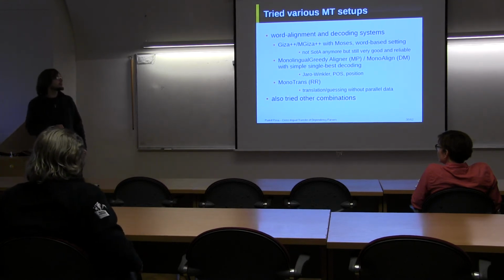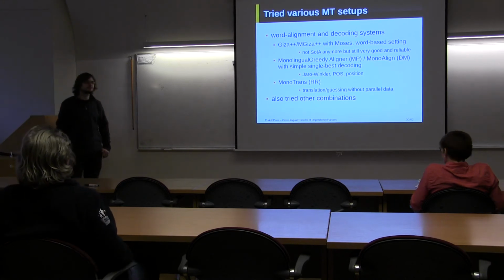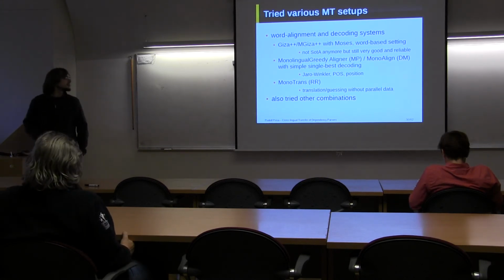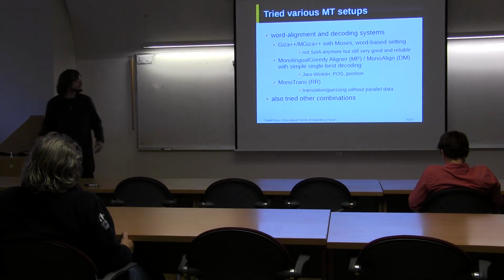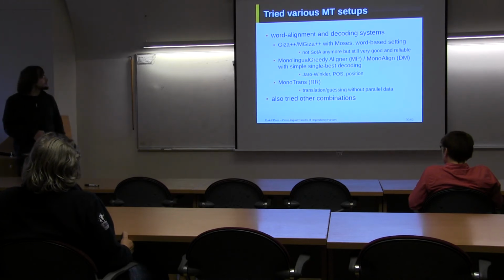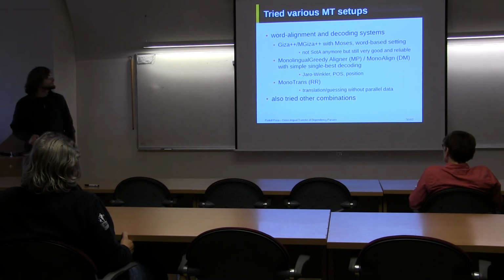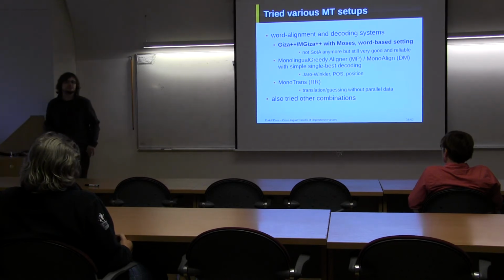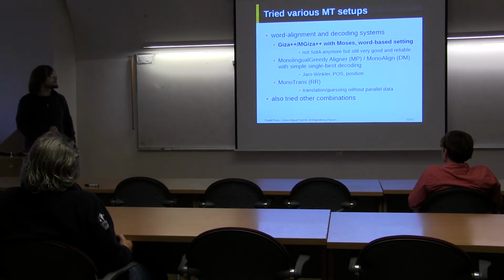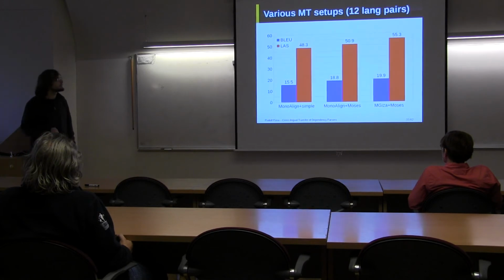I even tried my own system, which I implemented, which just doesn't use any parallel data and tries to just guess which word is translated by which word, just based on similarity of the words and frequency of the words. And I tried to combine some of these systems together. But anyway, the default setup turned out to be best. So use the standard Moses, standard Giza, just switch it to translate word by word.